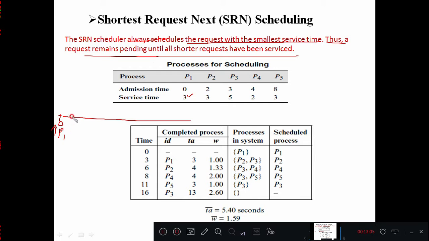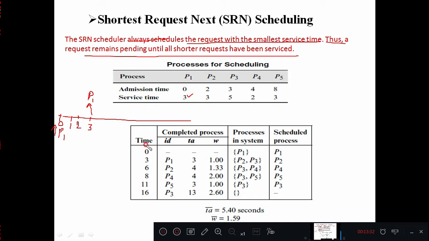So P1 is scheduled, and once P1 is scheduled, it will execute on the central processor unit, and it will finish its execution. So P1 is entering at 0, and it will finish its execution at 3, right? So P1 will come out of the system at the third second.